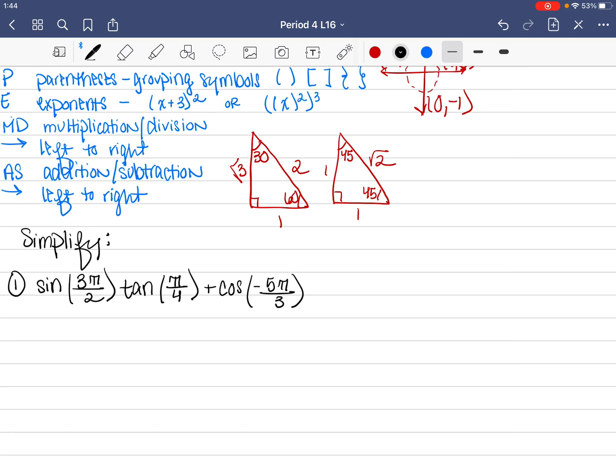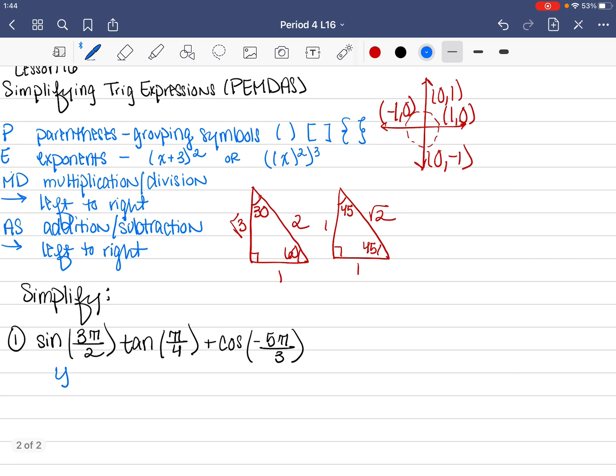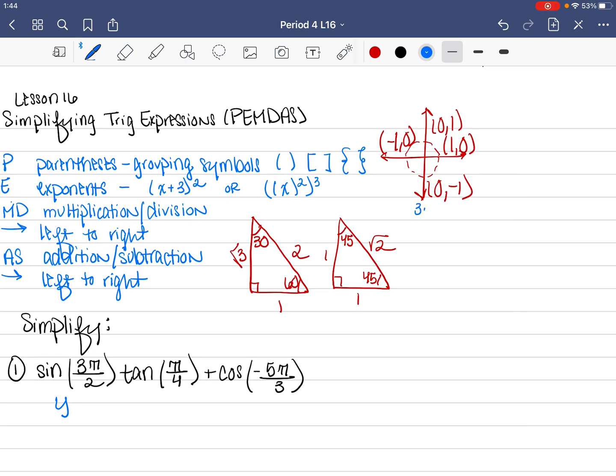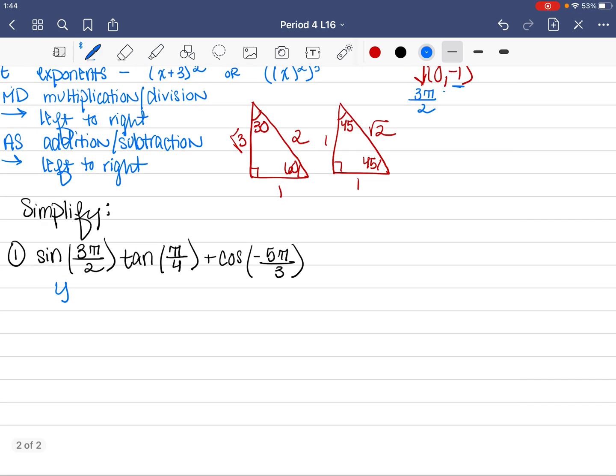So the first one is sine of 3 pi over 2. Well, I'm looking at 3 pi over 2, and 3 pi over 2 is a quadrantal angle, which means I'm using the definition that sine is my y-coordinate, right? My y-coordinate at 3 pi over 2, here's 3 pi over 2, and my y-coordinate is negative 1. So this first value here is negative 1. Now, even though you don't see it between the sine and the tangent, there is this multiplication sign. There's nothing there, and when there's nothing, it means multiplication.